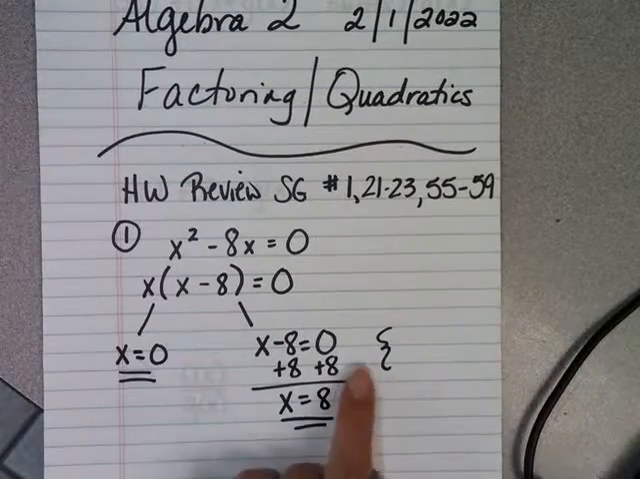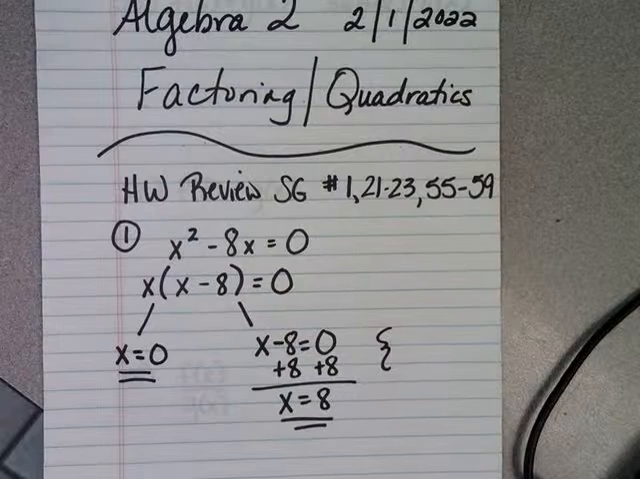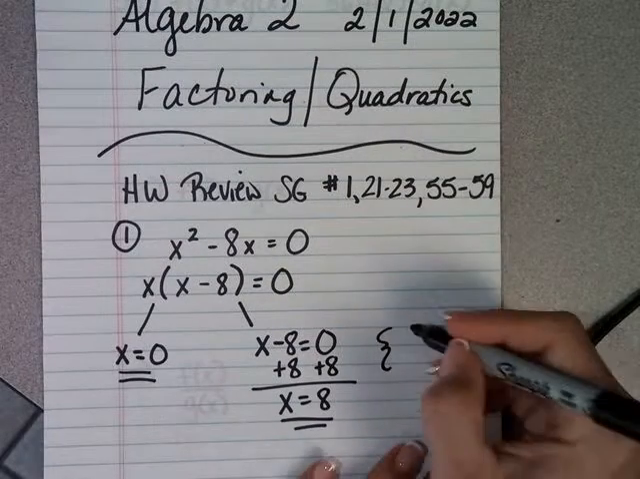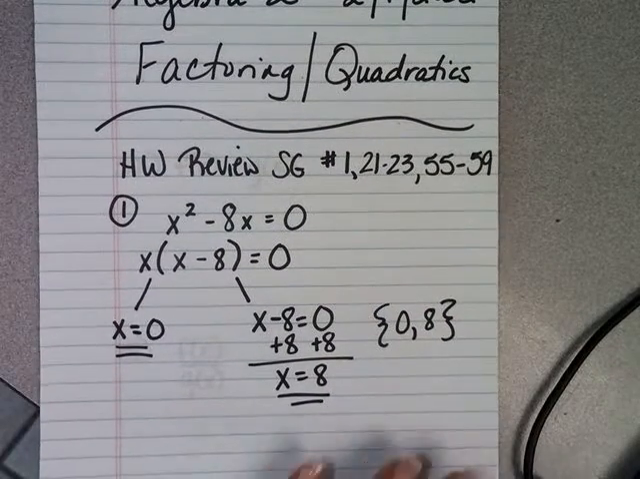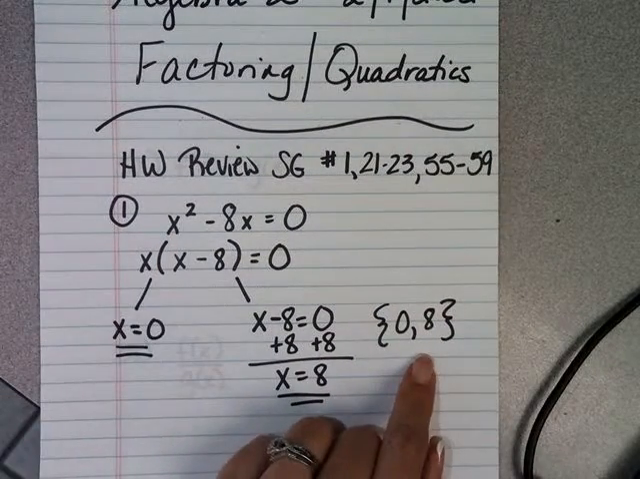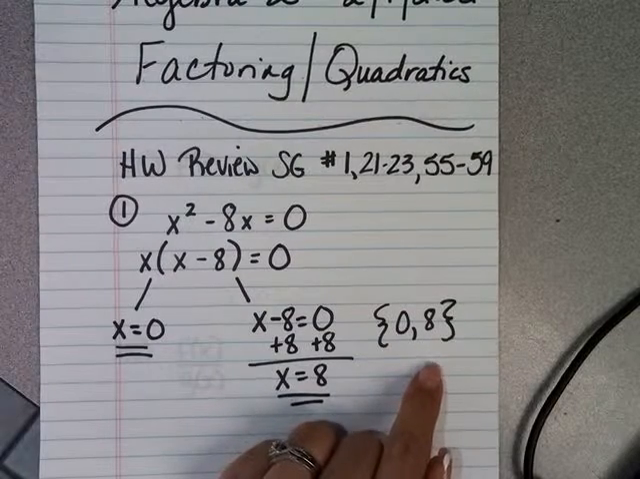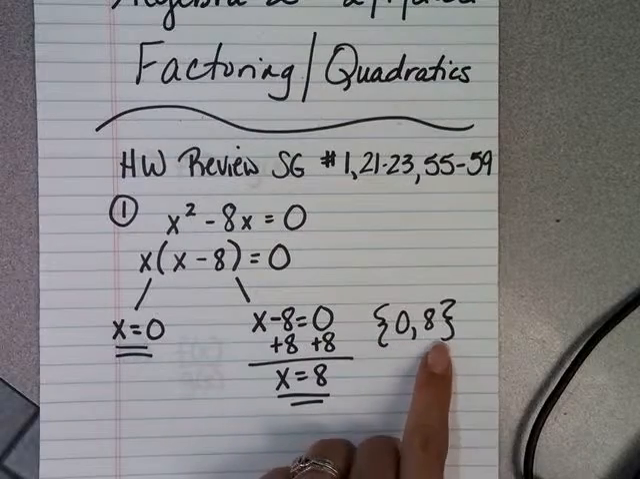So what are my two answers? I'm going to put it in a little set. If you can't make that little curvy thing, just make a backwards 3 and a forward 3. It'll look the same way. Our answers are 0 and 8. Remember I said, if you have a squared, usually you're going to have two answers. Sometimes you'll have one, but we'll talk about when. But at most, you can have two answers. So our answers are 0 and 8.